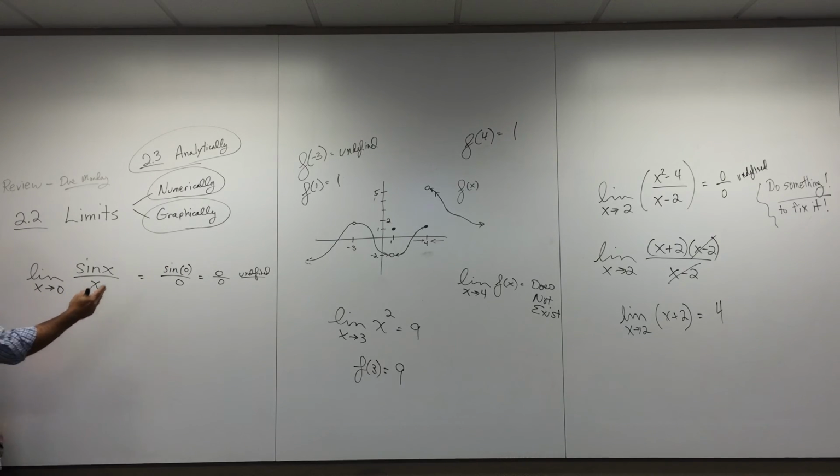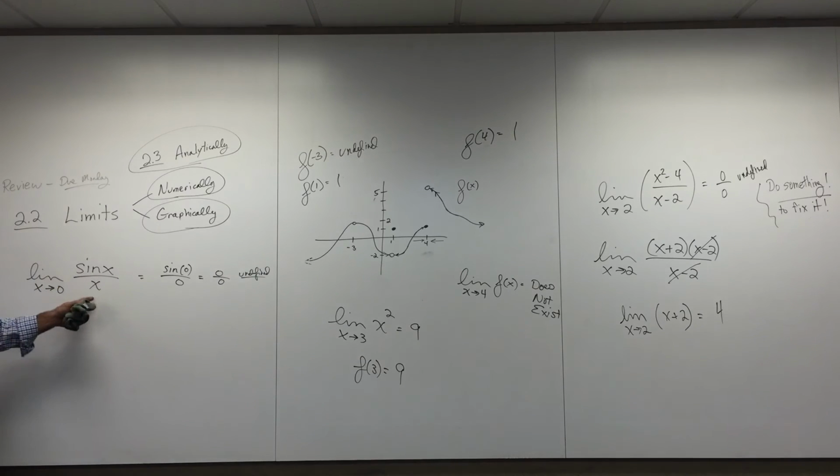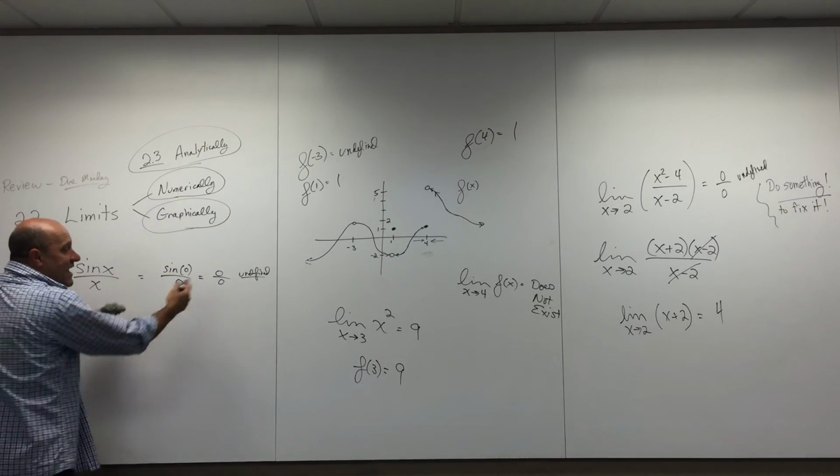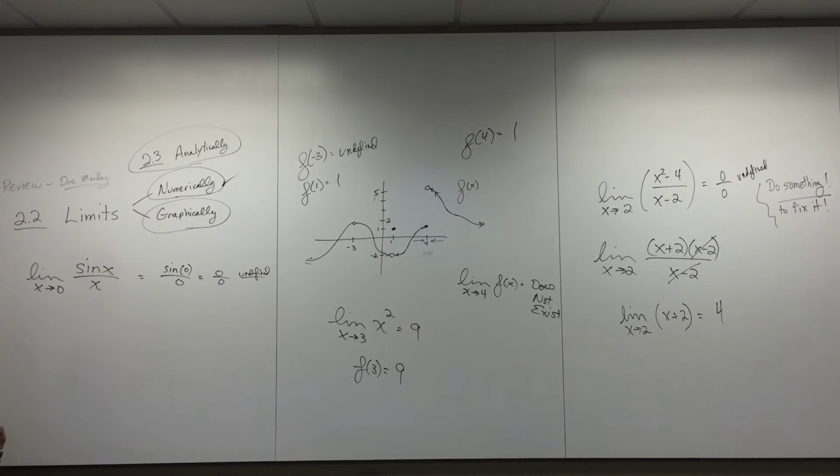I mean, so here I am with this 0 over 0. I think I need to do something, but there's no factoring. There's nothing I can really do. So guess what I'm going to do? I'm going to resort to, so I tried to do it analytically. I got nowhere. Now I'm going to do it numerically.